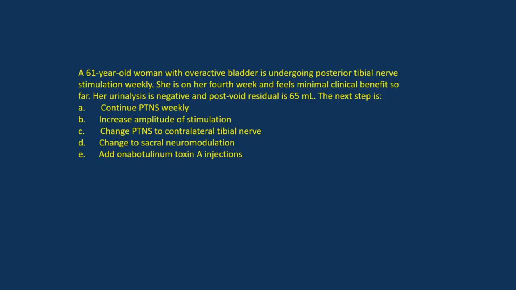Oh, sorry. Okay, so the first question: a 61-year-old woman with overactive bladder is undergoing posterior tibial nerve stimulation weekly. She's only on her fourth week of therapy and feels minimal clinical benefit so far. Her urinalysis is negative and her post-void residual is 65 ml. The next step is A, continue PTNS weekly, B, increase amplitude of stimulation, C, change PTNS to contralateral tibial nerve, D, change to sacral neuromodulation, or E, add onabotulinumtoxinA injections.